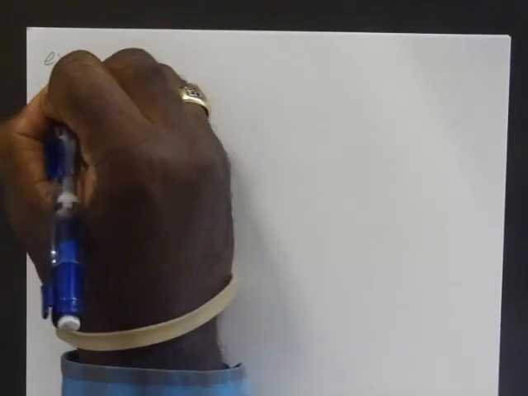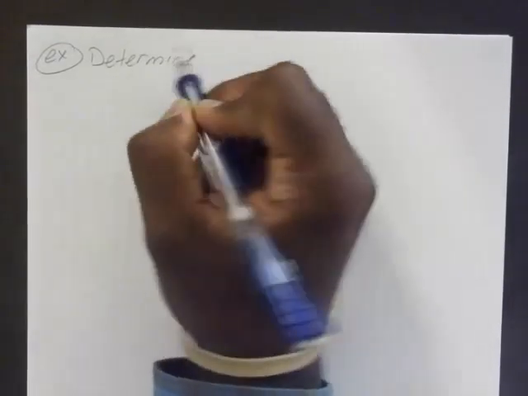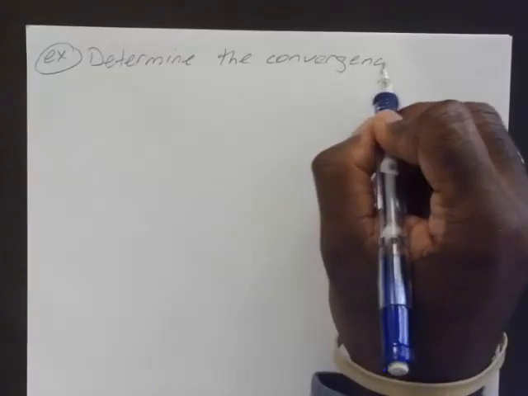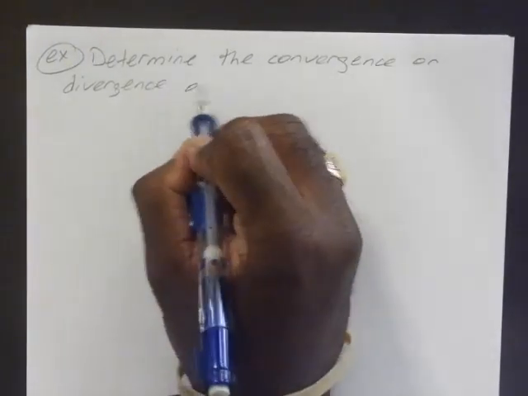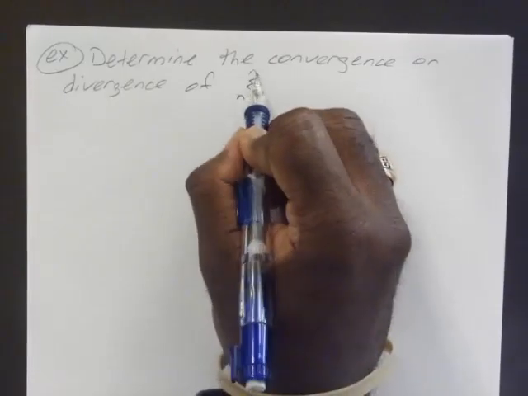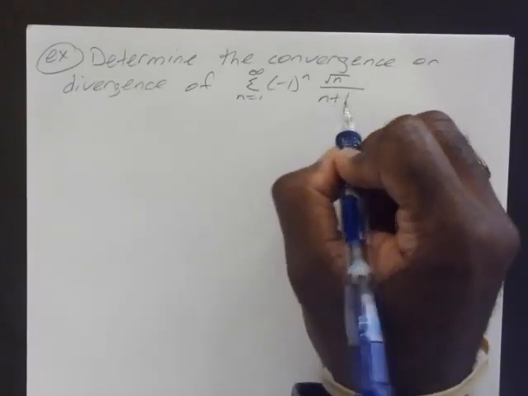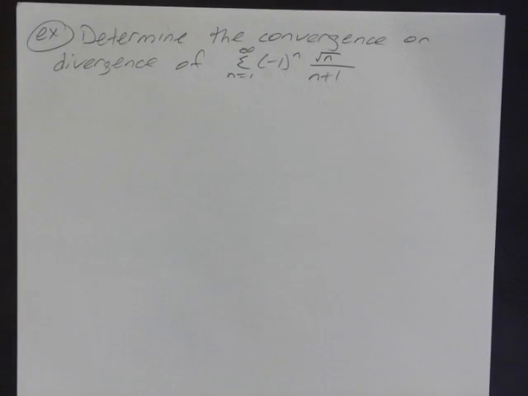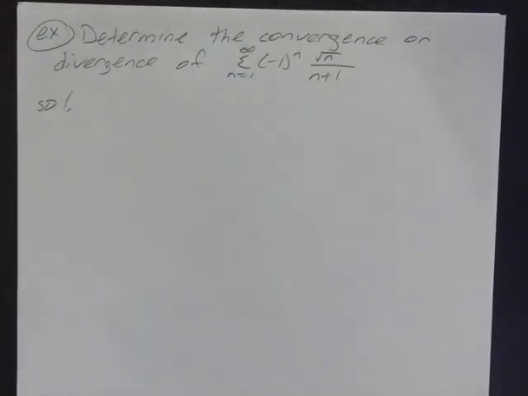All right, so let's say, for example, we wanted to determine the convergence or divergence of the sum from n equals 1 to infinity of -1 to the nth power times the square root of n divided by n plus 1. Okay. Let's say we decided to use the ratio test.